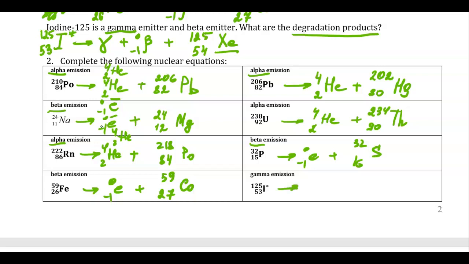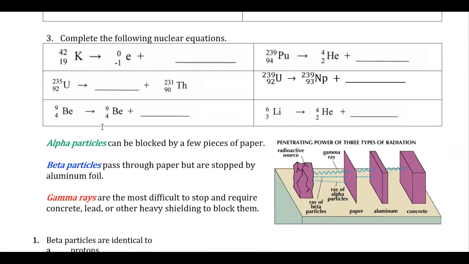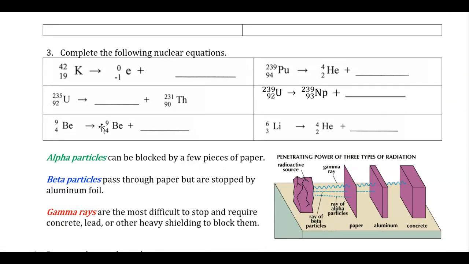Okay, and gamma emission, you see, this is the excited state for iodine. So gamma, pure energy, no particles. So everything will be the same, 125 and 53, and still iodine because the atomic number is not changing. Okay, and the last one, what we are going to do together, is completing the following nuclear equation.